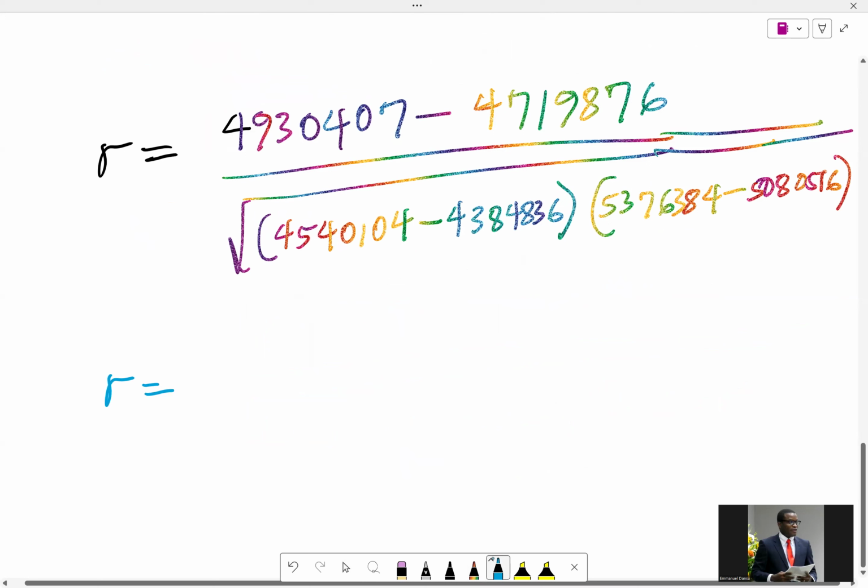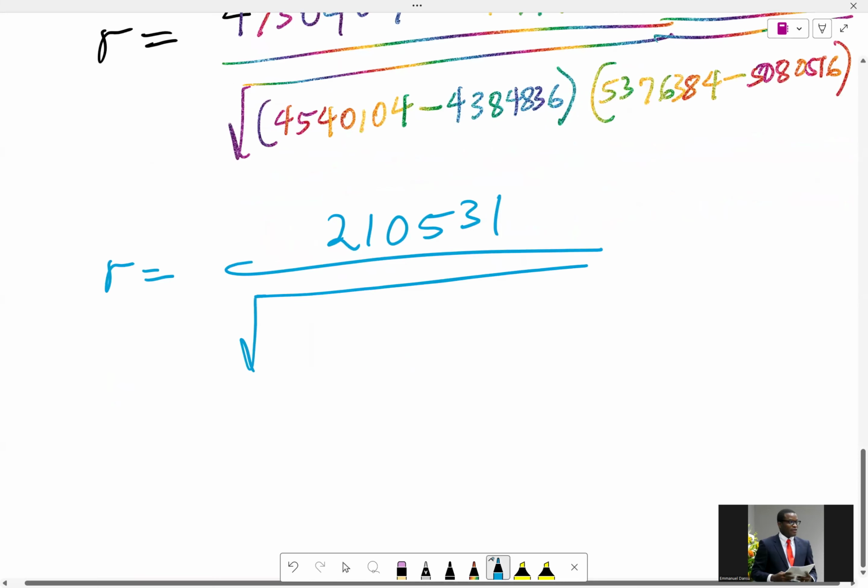Then we can subtract. Okay, we just have subtractions and division left. So a bit of multiplication somewhere. So carefully, 4,930,407 minus 4,719,876. Okay, that is 210,531. Things are getting easier.